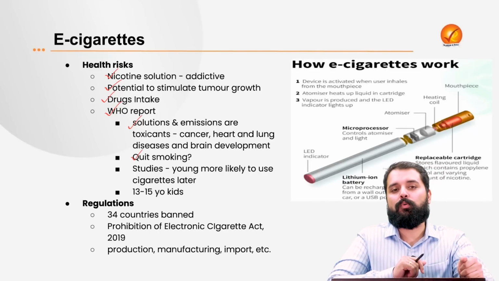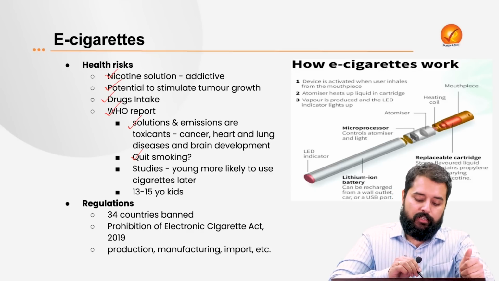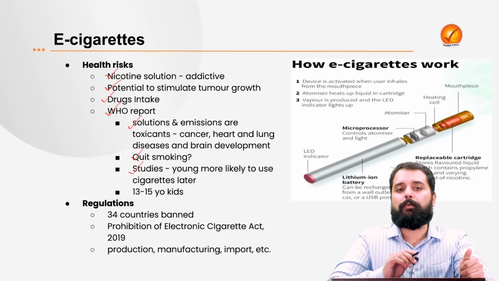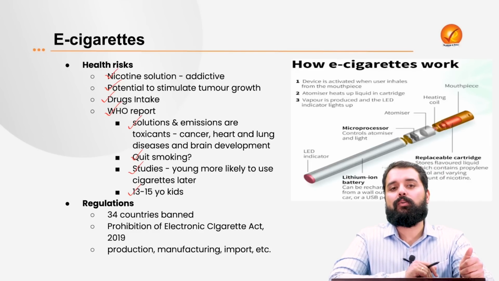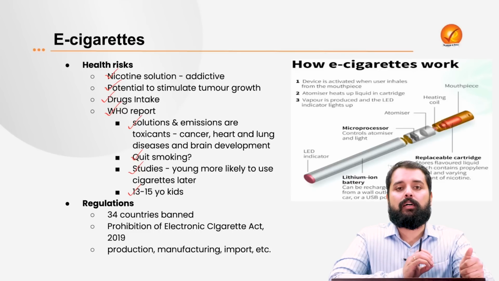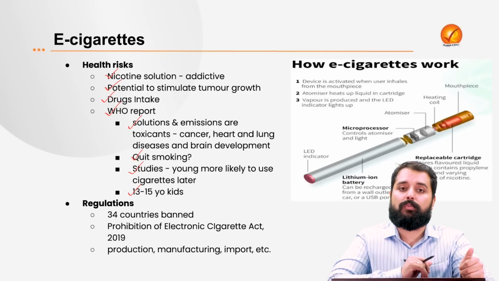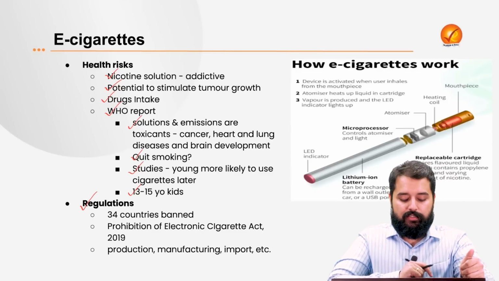Plus, the argument that it will help smokers to quit smoking is also debatable, as various studies have found that the people who smoke e-cigarettes are more likely to smoke cigarettes further down the line, about 3 times more likely as compared to the people who did not smoke e-cigarettes. And among 13 to 15-year-old kids, the users of e-cigarettes are now more than the adults also. Now, what are the regulations put in place to counter the usage of e-cigarettes?